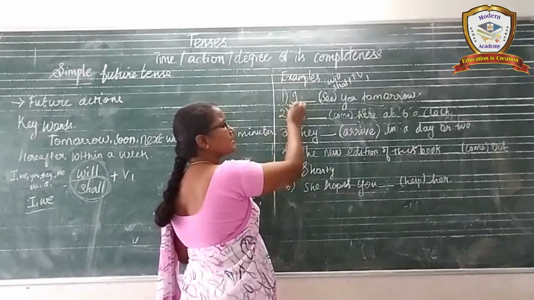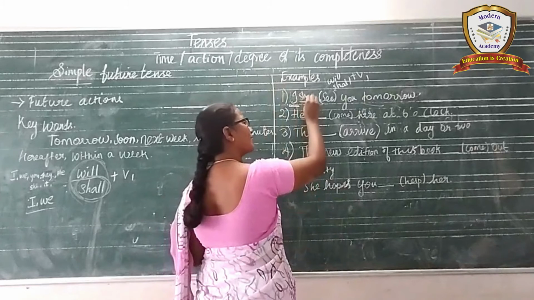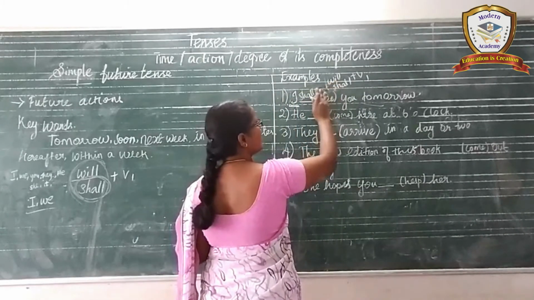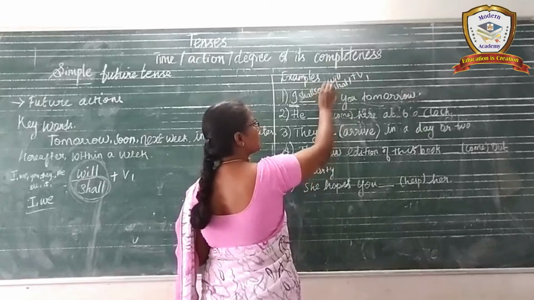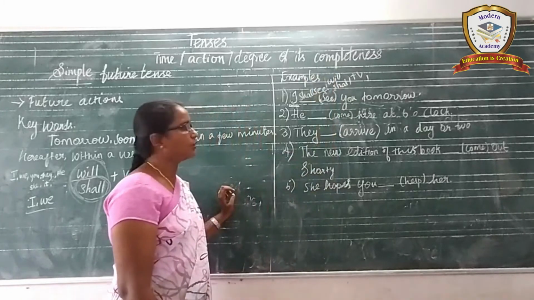I. But in the sentence, I shall meet you tomorrow is also correct. I will meet you tomorrow is also correct. I shall see you tomorrow is also correct. I will see you tomorrow is also correct.